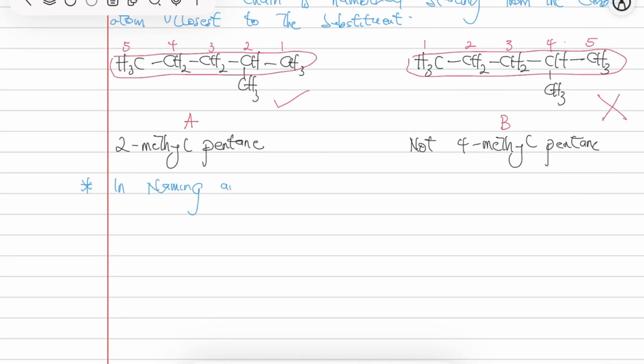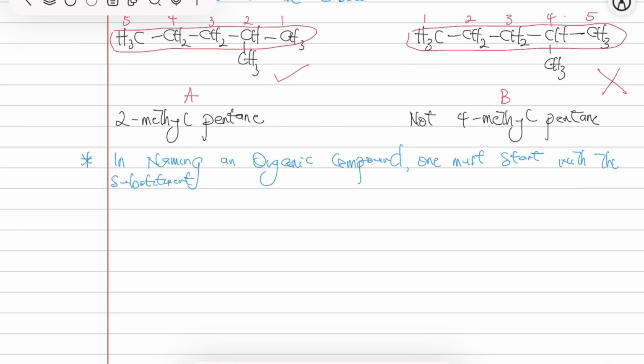One important thing we have to note here is, in naming an organic compound, one must start with the substituent and end the name with the parent compound. That is why I started with the substituent, which is 2-methyl. It is 2 because the position of the substituent is at carbon number 2 in the parent compound. And I ended the compound with the parent compound, which is pentane. And pentane is the main chain, while 2-methyl is regarded as the substituent or branch.